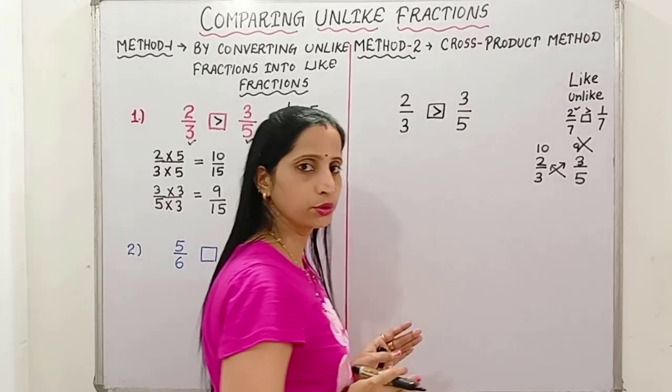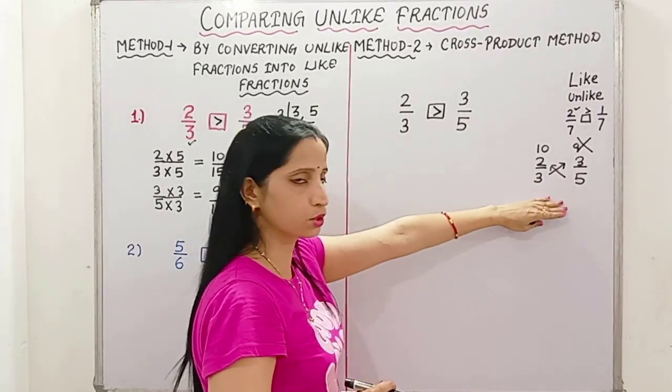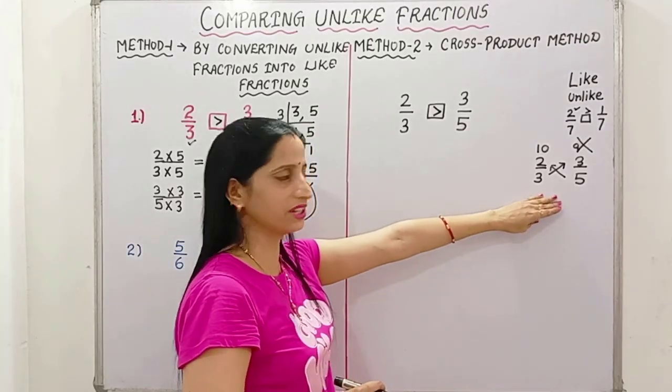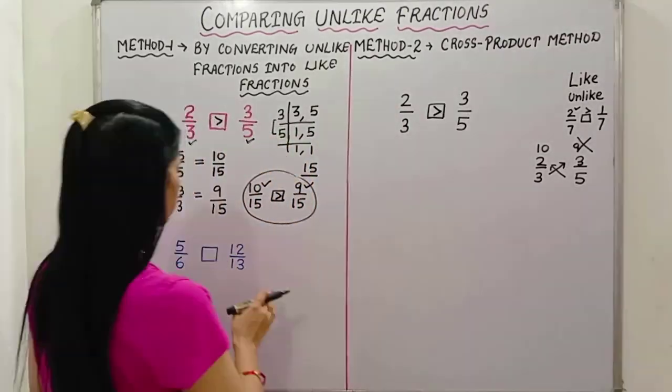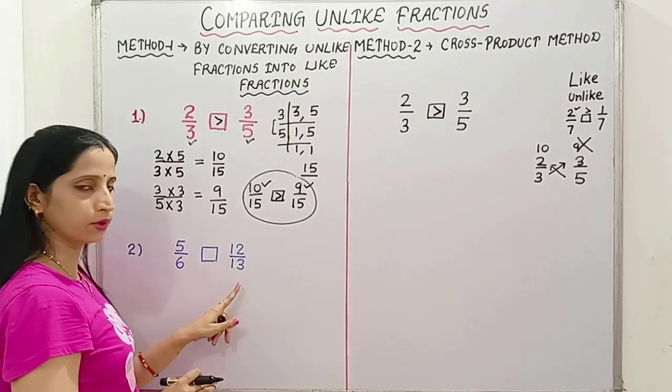Okay. You can do these calculations mentally as well. You can write somewhere else also. I have done here. Okay. Now let's move on to the second one. 5 upon 6 and 12 upon 13.